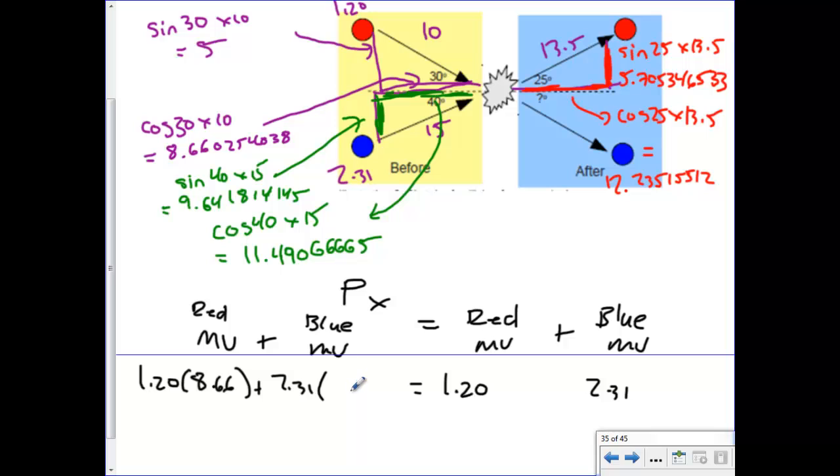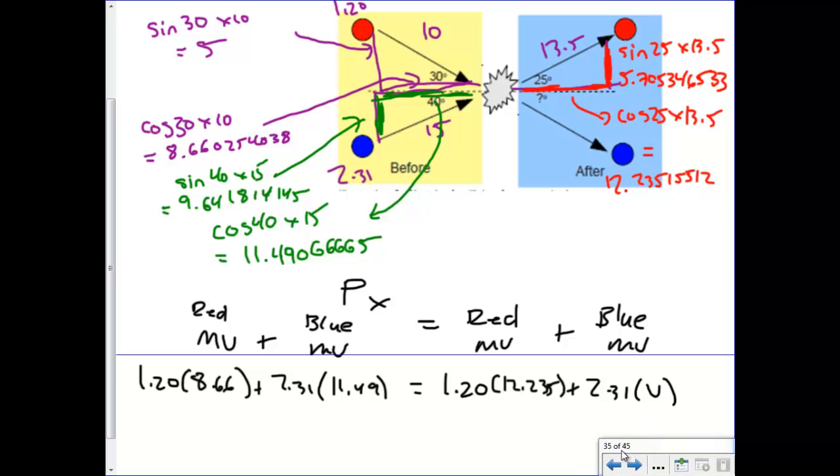8.66 number. And then let's see, the blue velocity would have been the 1149 number. And then the red velocity afterwards would have been the 12235 number. And we need to find the velocity of blue.